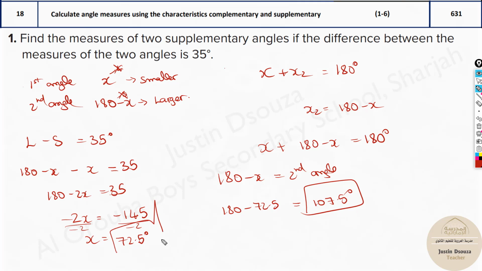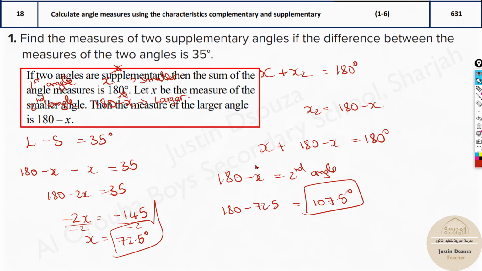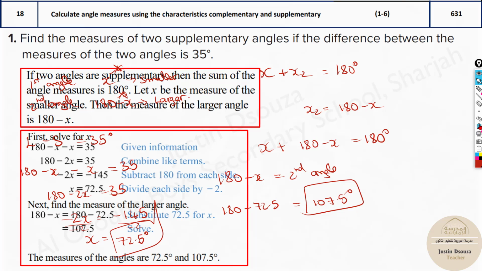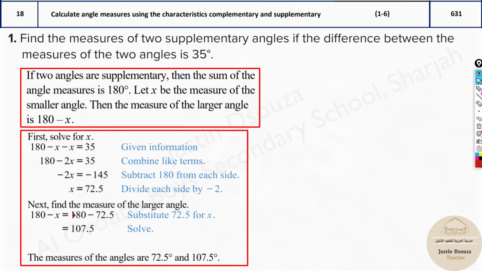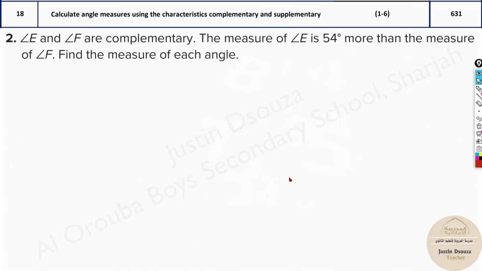So the answers are 72.5 and 107.5. So that's it. So here the same method is told. I think so. Yeah, even over here, they have considered 180 minus x as the larger and x as the smaller. You can interchange it. I've already showed it. You will get the same answers, correct answers. Now, what about this one?